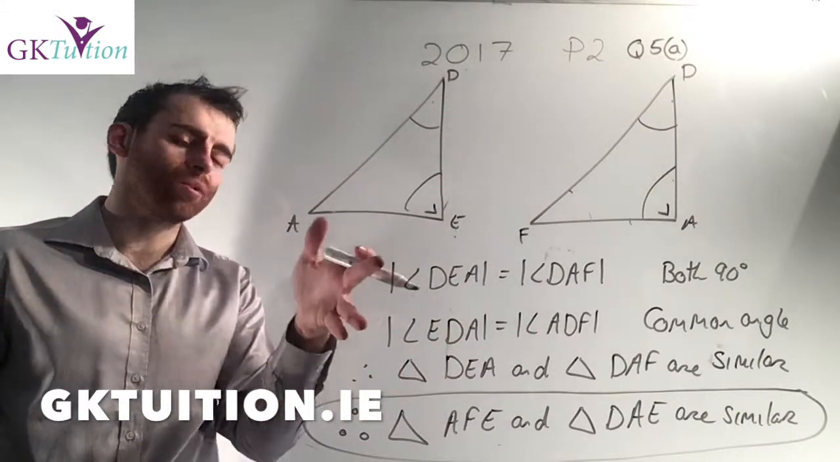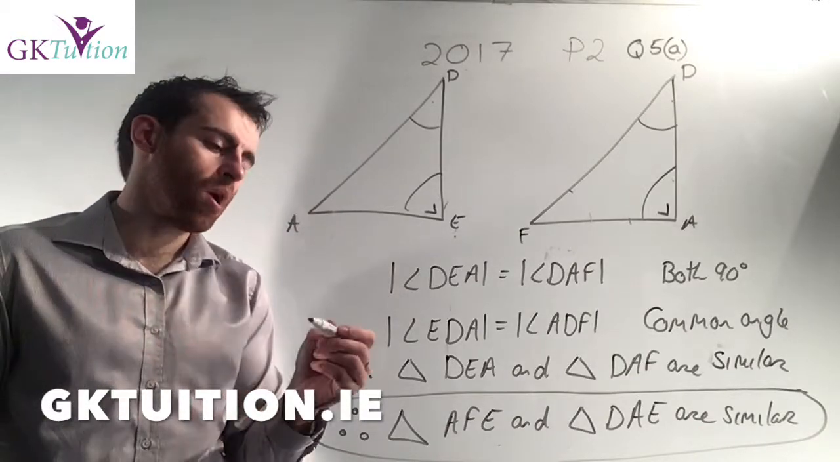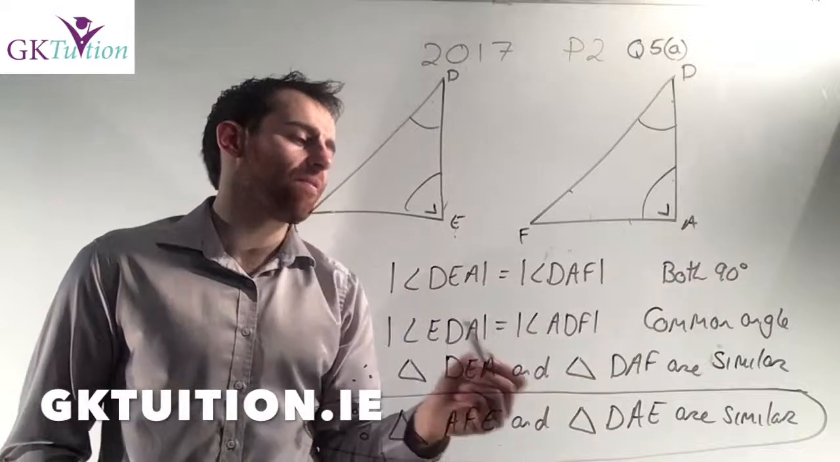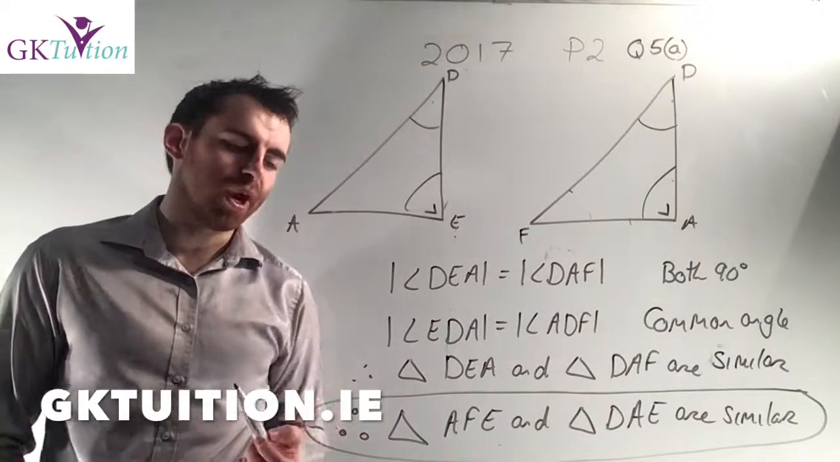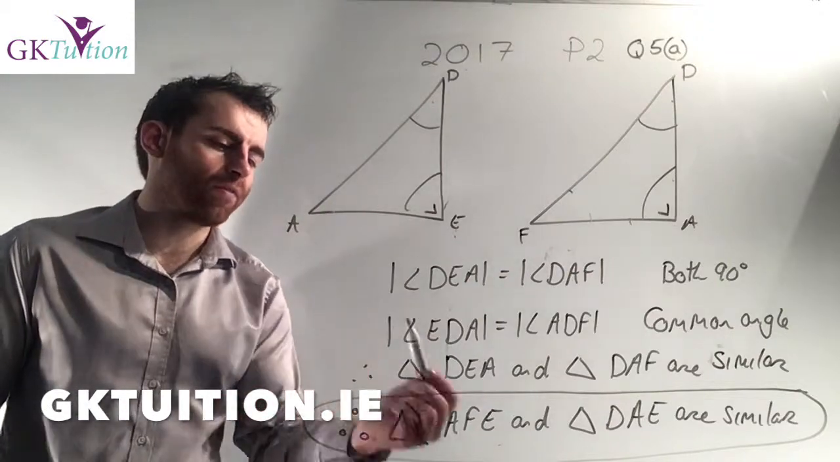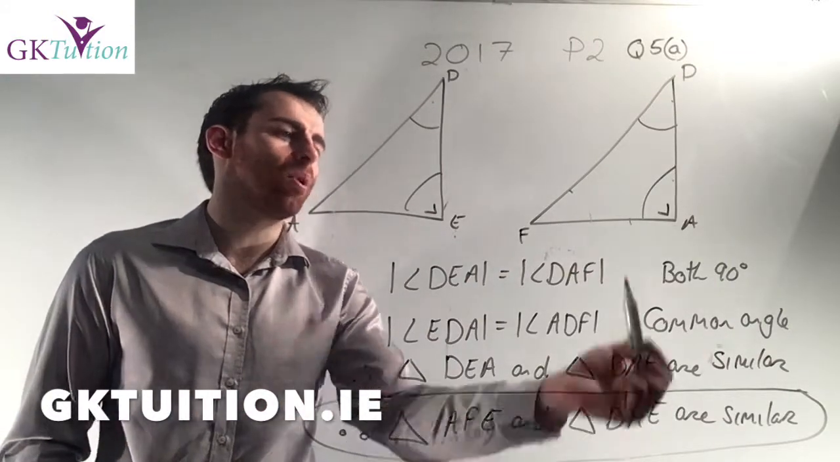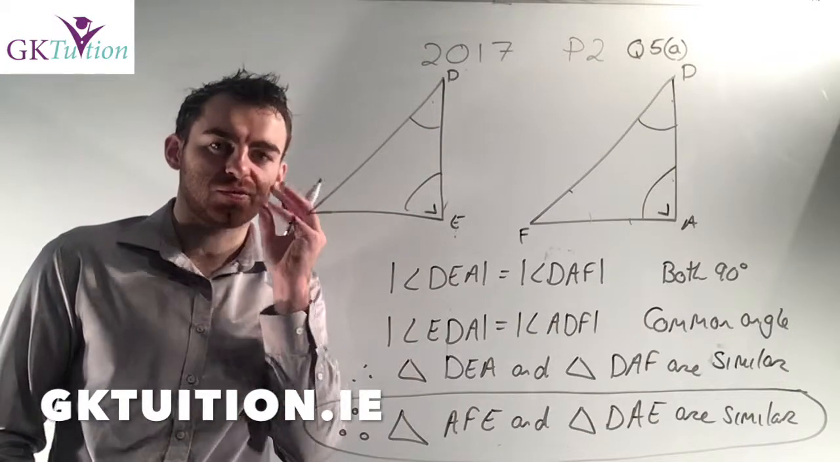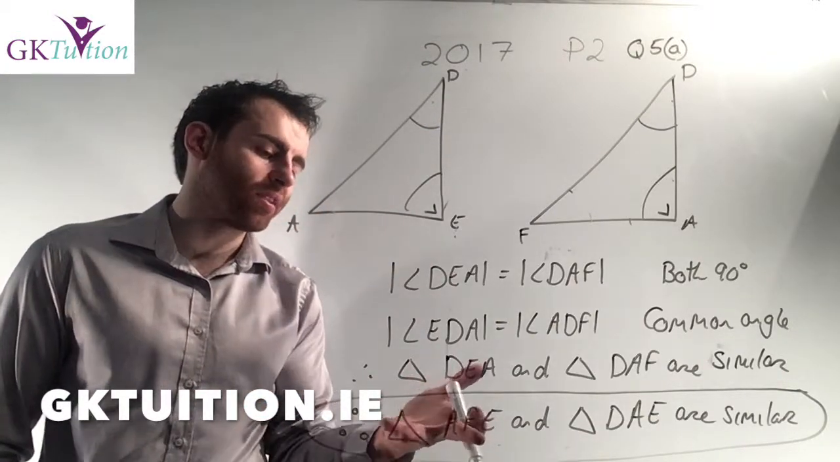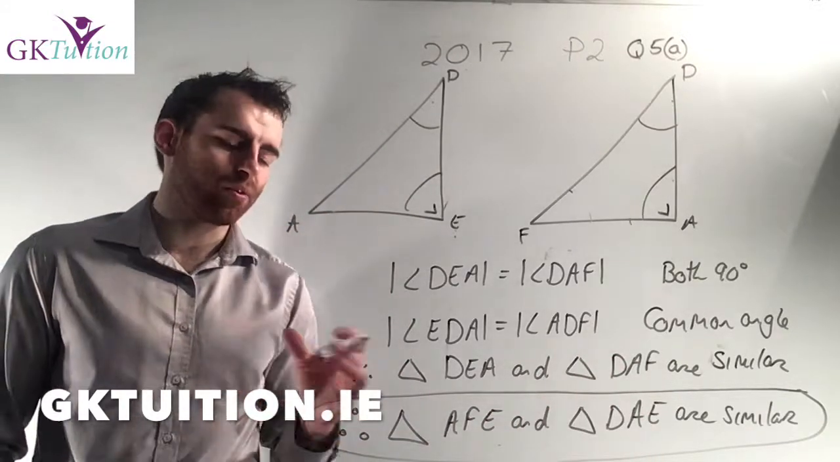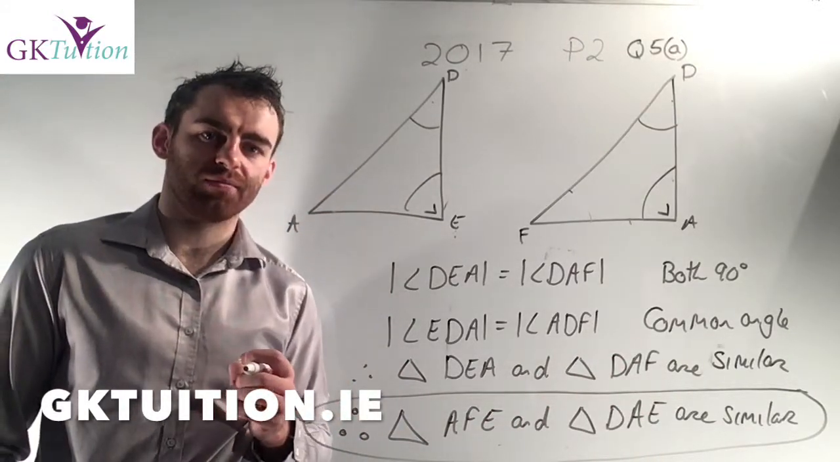So I can conclude, once they have two angles that are the same, that the triangle DEA and the triangle DAF are similar. But in the first part, I proved that AFE and this one are similar. So if AFE and DAE are both similar to DAF, that means all three of them have the same angles. That means that the triangle AFE and the triangle DAE are similar. And that's what we were asked to prove at the start of the question.